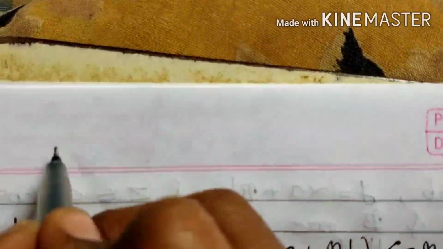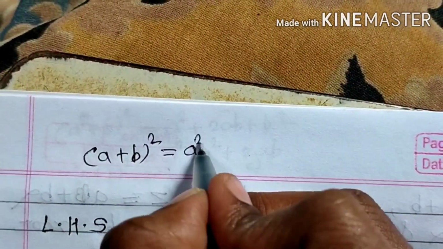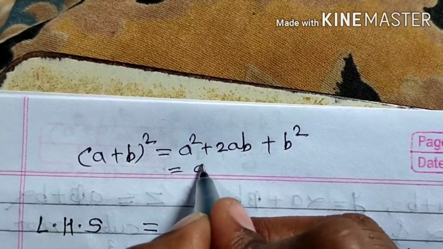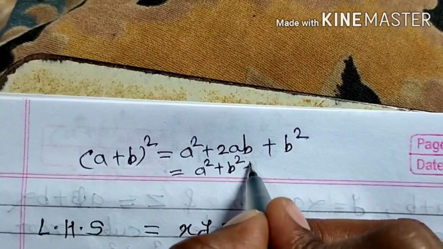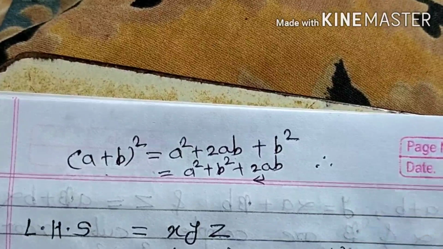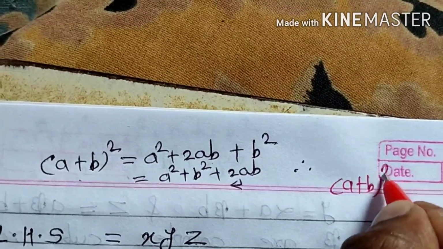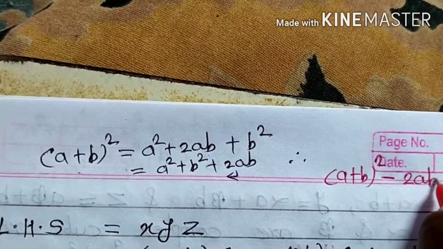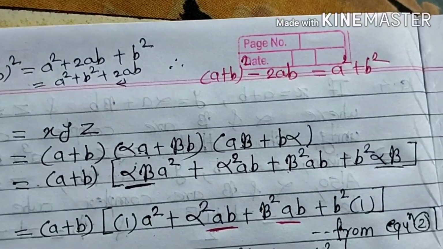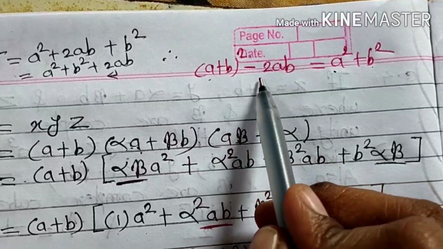We know the formula for a plus b whole square. What is that formula? a square plus 2ab plus b square. So we can write here a square plus b square plus 2ab. Now this 2ab goes on this side, so therefore we get a plus b whole square minus 2ab, which is equal to a square plus b square. Means when we take a square plus b square, then its value is a plus b whole square minus 2ab.